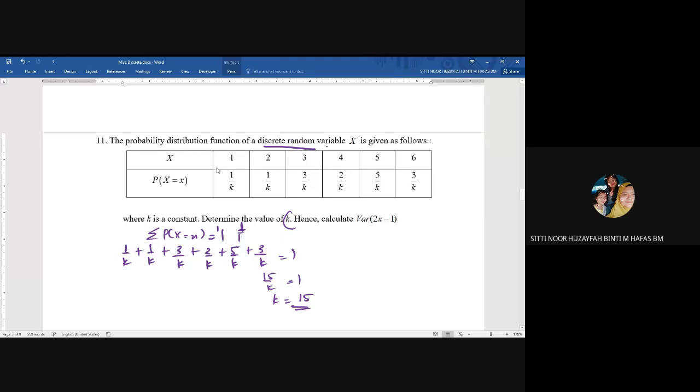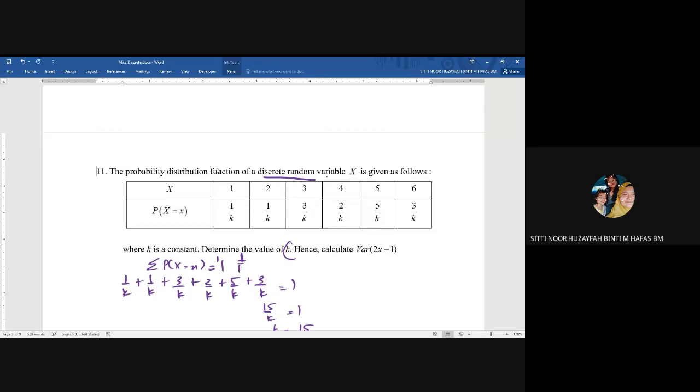Do you understand? Okay. Because of the table. This one is 1 over 15. This one 1 over 15. This is 3 over 15 or 1 over 5. This is 2 over 15. This is 5 over 15, which is equal to 1 over 3. This is 3 over 15 or 1 over 5.